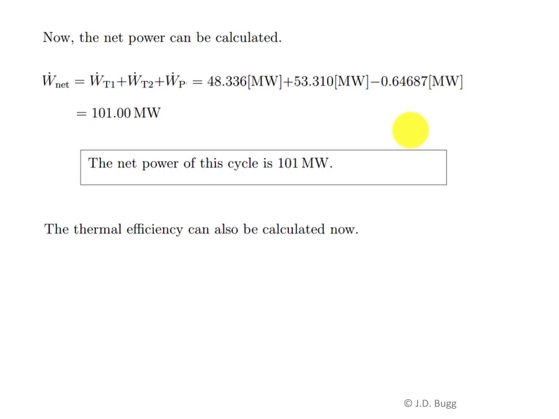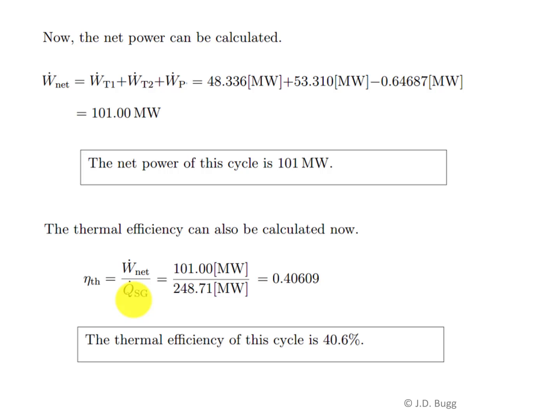Moving on to the thermal efficiency, remind ourselves that that's the net power, which we just calculated, divided by the heat transfer rate into the steam generator. So we have both of those numbers. 101 megawatts divided by 248.71 megawatts gives us a thermal efficiency of 0.40609. So we conclude the thermal efficiency of this cycle is 40.6%.